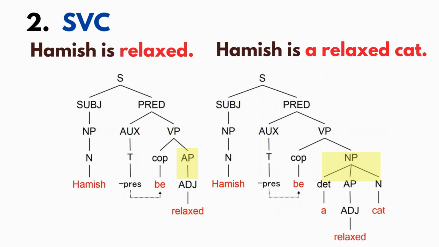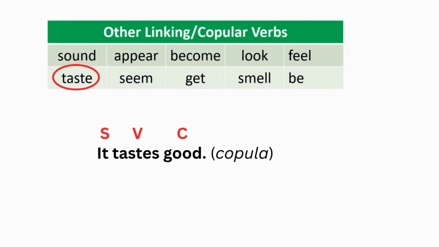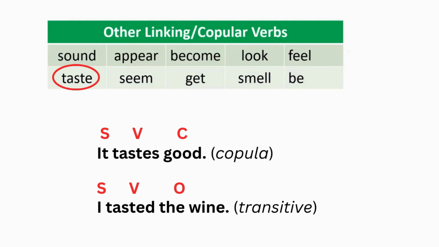Some other examples of copular verbs used in the SVC pattern include the following. Again, please note that these verbs may not always be used in the SVC pattern. The verb taste, for example, may be used as a linking verb in it tastes good, or it could be used as a transitive verb in the SVO pattern in I tasted the wine.